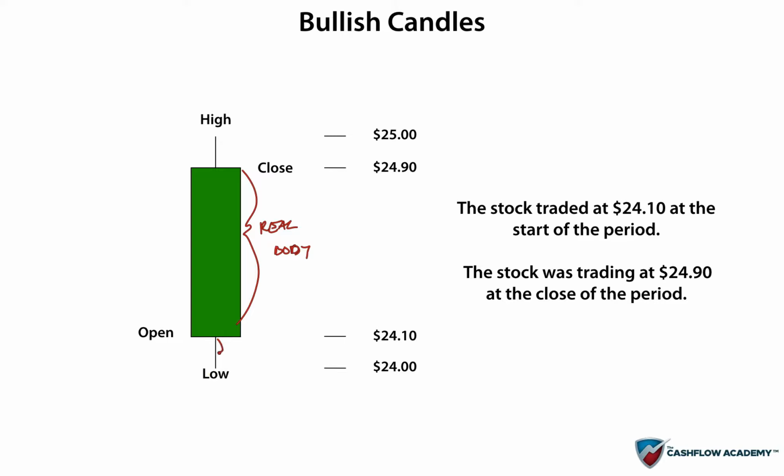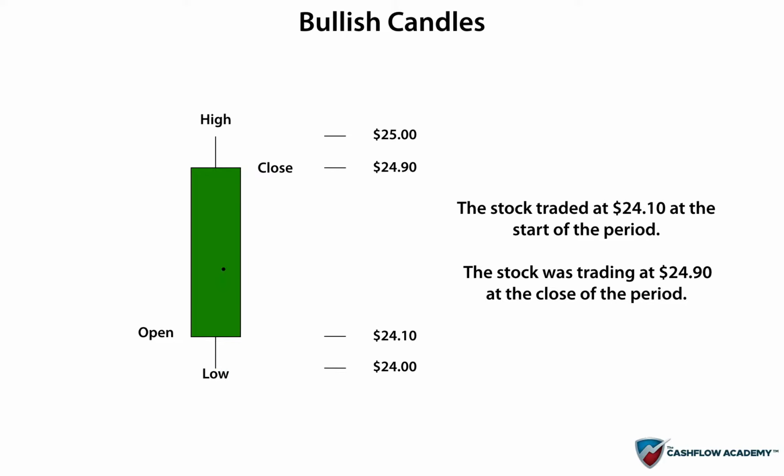Here, this area is called the shadow. It's not called the wick thingy, it's called the shadow. And this little wick thingy up here is also a shadow. And I'll see how smart you are. This is called the upper shadow, and this is called the lower shadow. That's exactly right, the lower shadow. So we have the upper shadow, the lower shadow, and the real body.